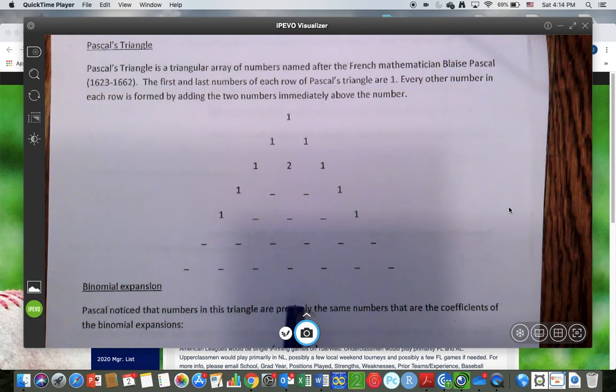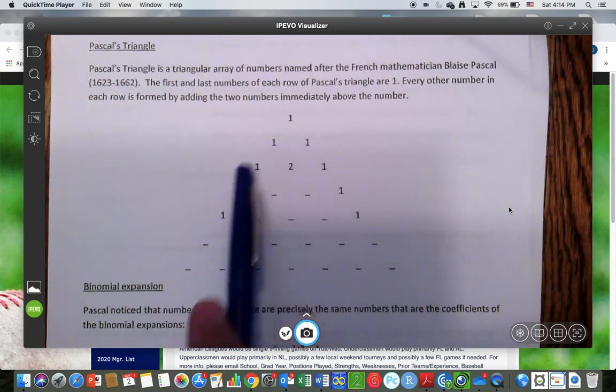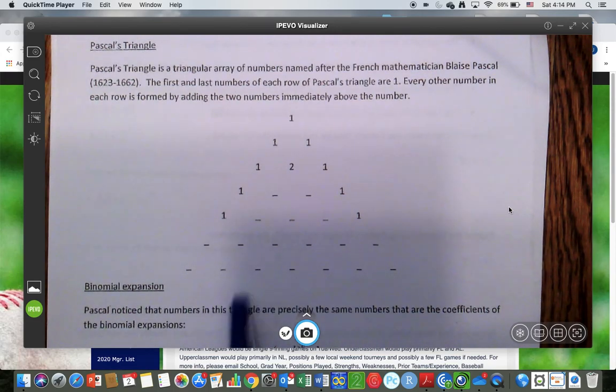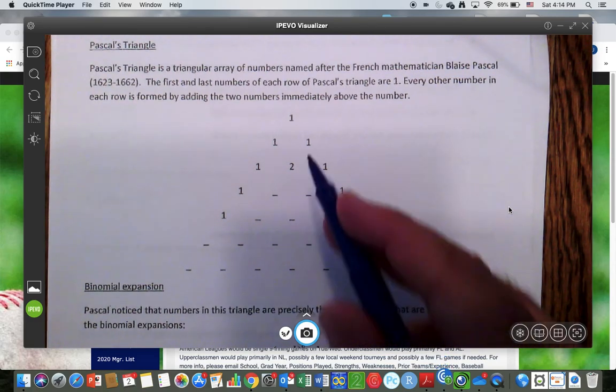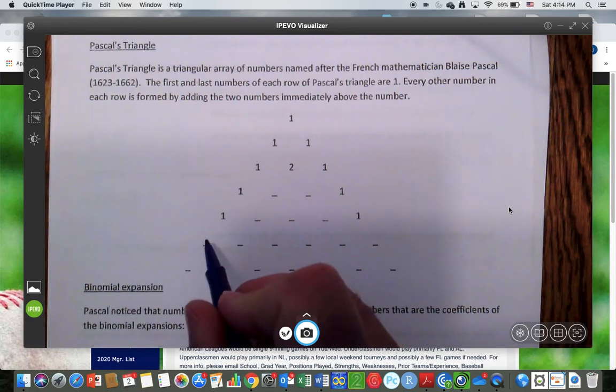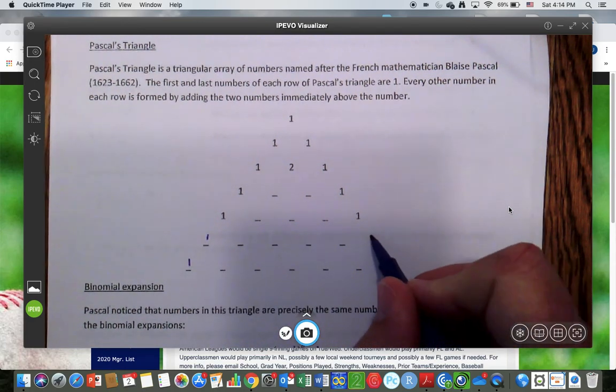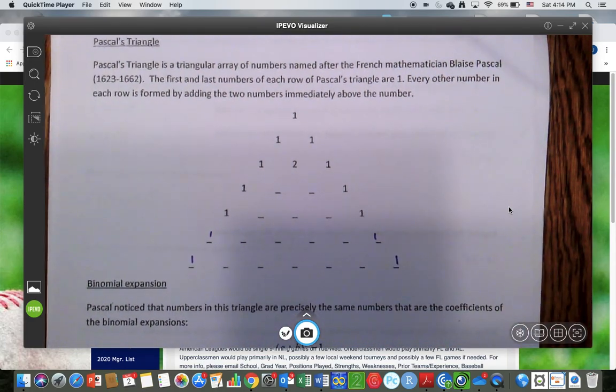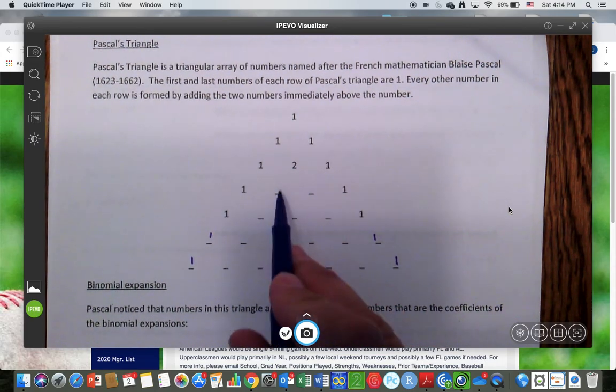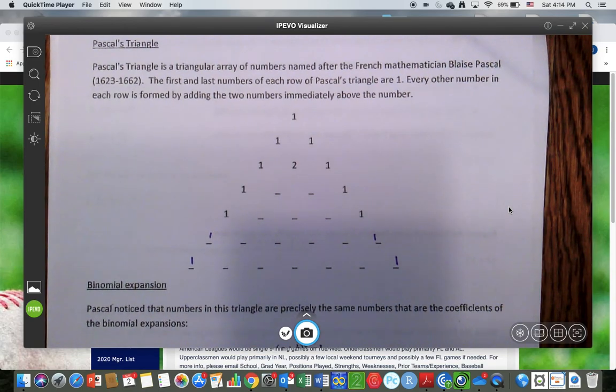Blaise Pascal is famous for this triangle right here, and it goes on forever. It's infinite. And the Fibonacci sequence is involved in it. It's very, very interesting. But all the numbers on the outside are ones, so I'm going to go ahead and fill those in. Okay? And each number, each box under the previous numbers are added together.